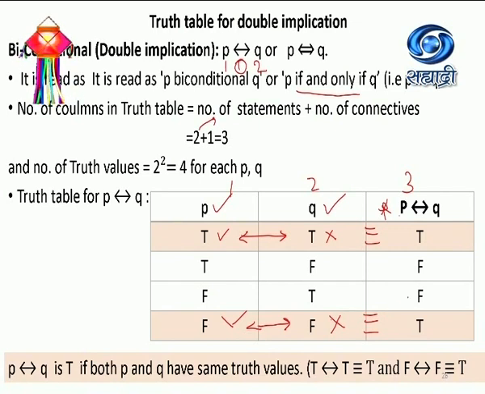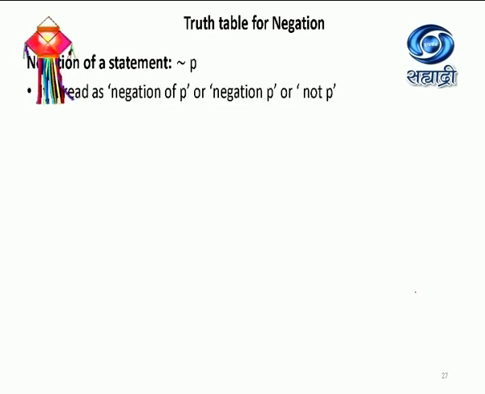Okay, if you have noted it down, I'll go to the next and the last truth table in the connectives, and that is the truth table for negation. Negation is given by the symbol tilde, and it is read as not P, negation P. It is read as negation of P or negation P or just not P.